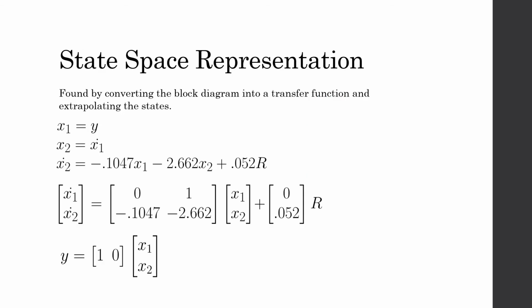The state space representation for our output system was found by converting the block diagram into a transfer function and then extrapolating the states from that. x1 was said to be the output, y, or c of s. x2 is the derivative of x1, x1 dot, and x2 dot is negative 0.1047x1 minus 2.662x2 plus 0.052r, the input, which yields the following phase variable representation as seen below.